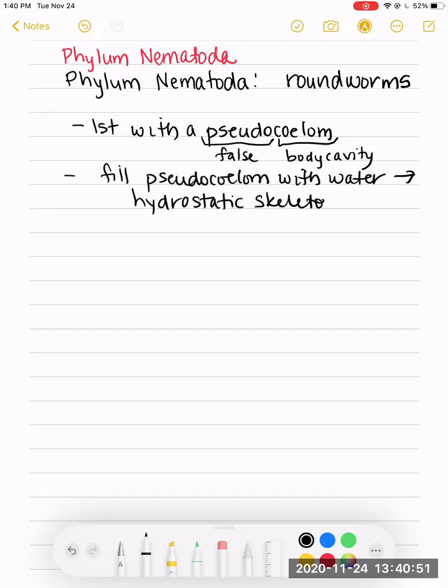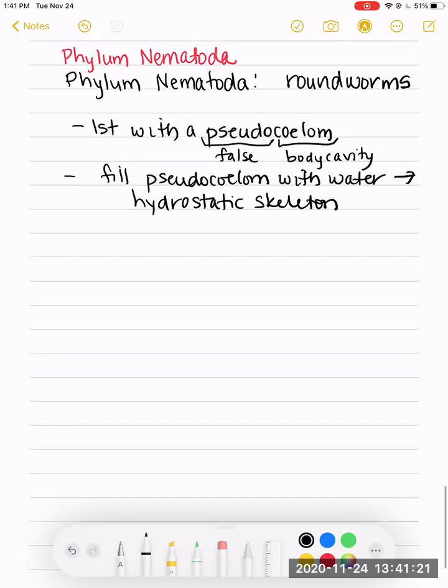So now they can get bigger. They have more support. It gives them this kind of jerky type movement. Imagine those long cylindrical balloons that clowns use to make balloon animals? Imagine one of those not filled with air or water, just flat. And then imagine that you filled one of those completely with water, how much support that would give to that balloon. The same thing happens in the nematodes.